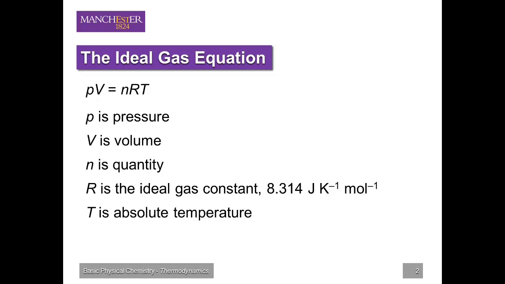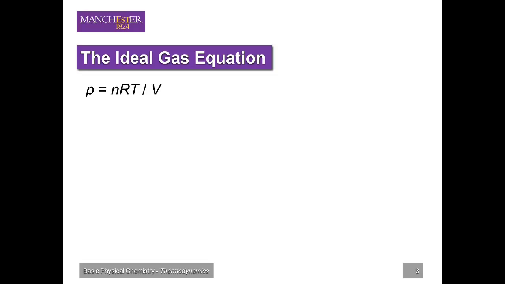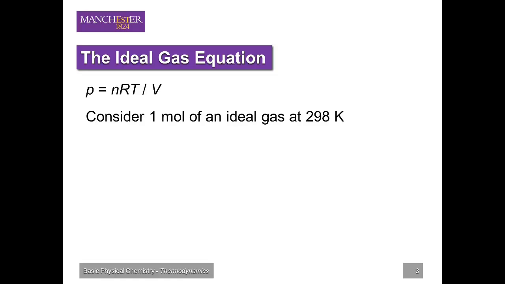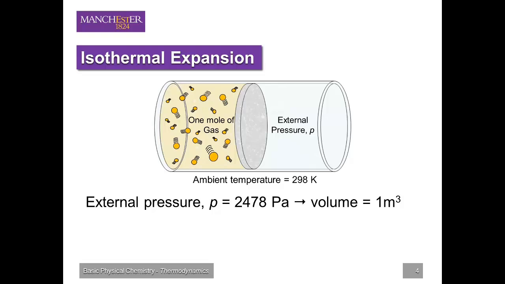Now imagine this 1 mole of gas at 298 Kelvin is stored in a cylinder with a frictionless, massless piston, exactly the same as we used to determine expansion work in the last lecture. If the external pressure is 2,478 pascals, then the gas will occupy a volume of 1 meter cubed as per the calculations you have just performed.